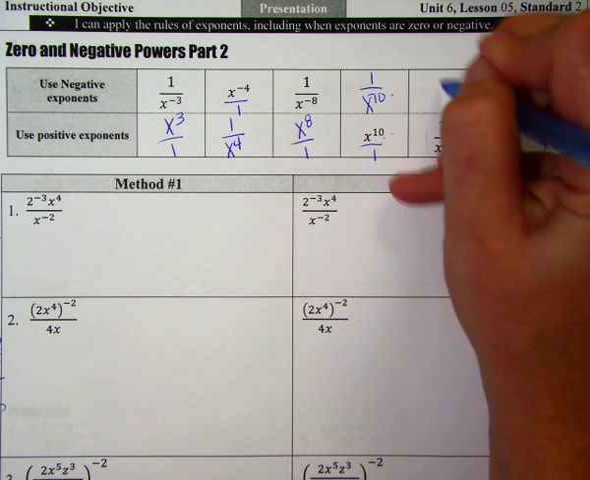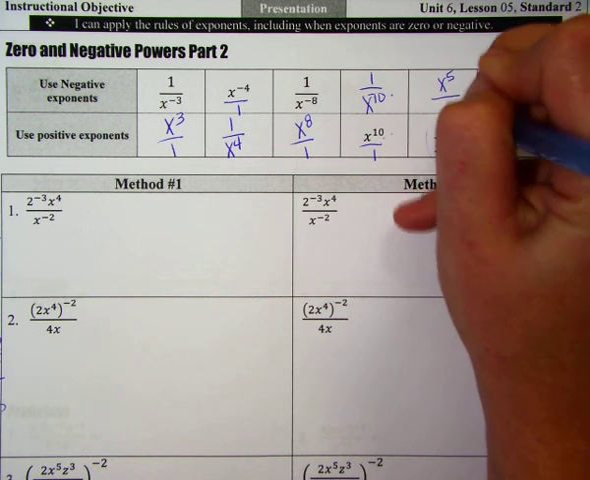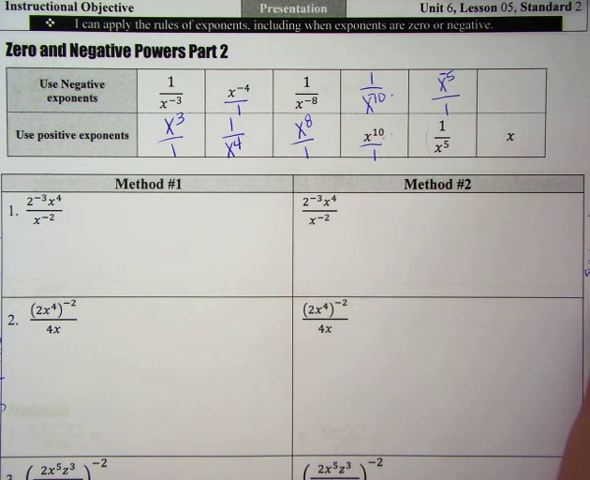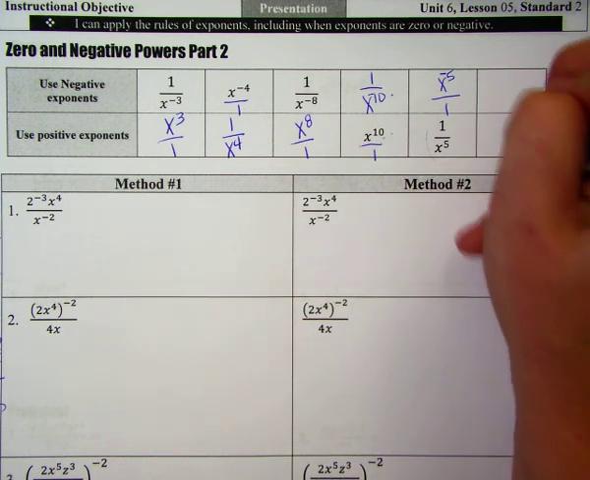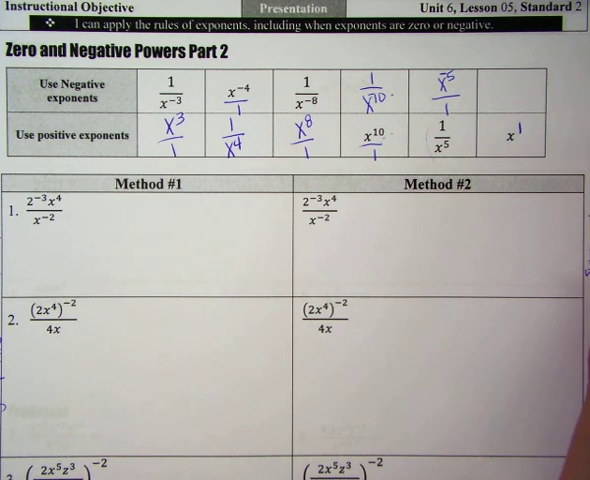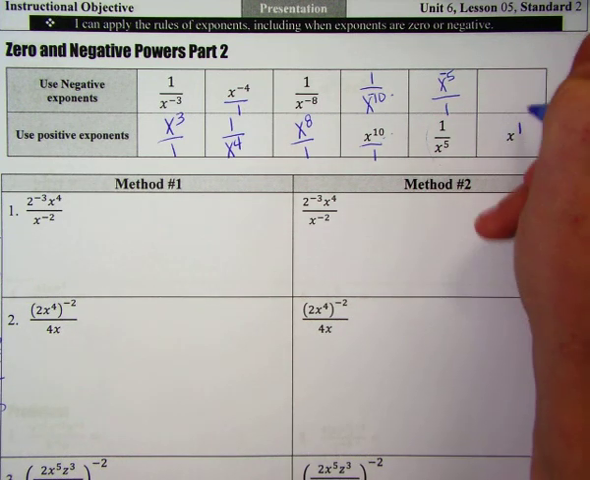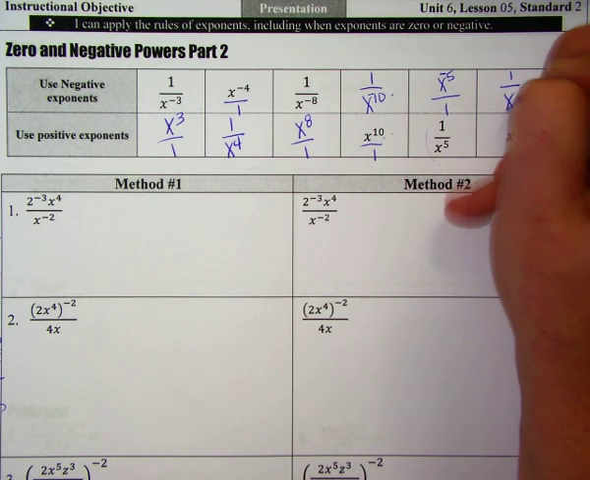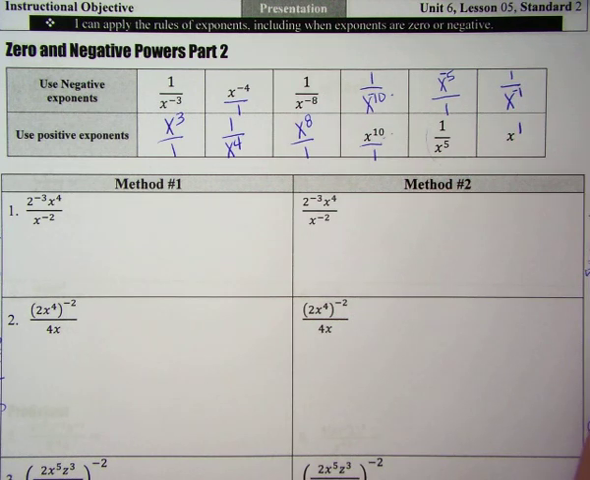Again, I'll flip this, except now I need to make the exponent negative. This is x to the first power, so I'll flip it. So it's 1 over x to the first, except I'll make it a negative exponent. So just a quick review.